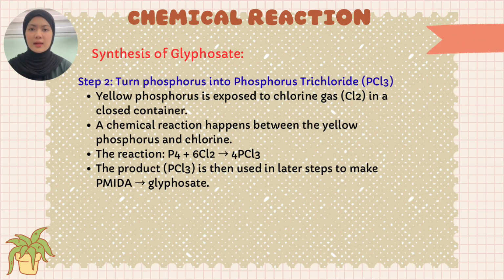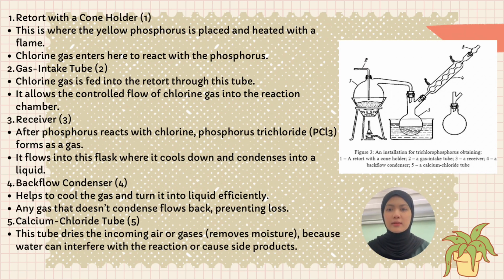Let's go to the next slide to learn more about this process. Look at the diagram on the right side of this slide. You can go through the sequence of numbers on each apparatus to understand the flow of this process. So, first, the retort with a cone holder. This is where the yellow phosphorus is placed and heated with a flame. Chlorine gas enters here to react with the phosphorus.